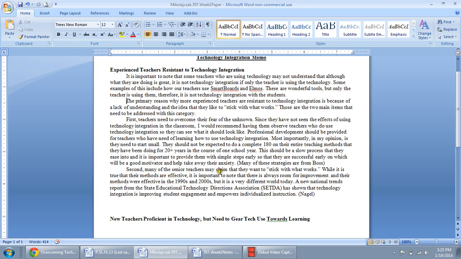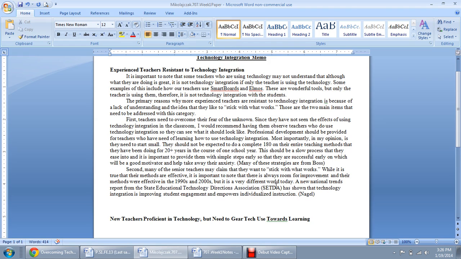Then the primary reasons my experienced teachers won't do this are their lack of understanding, and they like to stick with what works. So first I address the lack of understanding, and some strategies are: observe teachers who do know how to do technology integration so they can see what it's like. Provide professional development and support, and when they start, they should start small. They should not be expected to do a 180 on what they've been doing for the past 20 years in one school year.